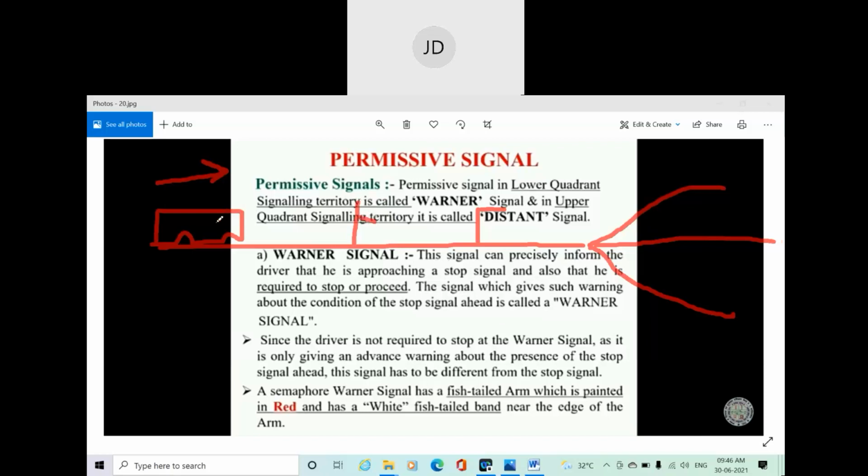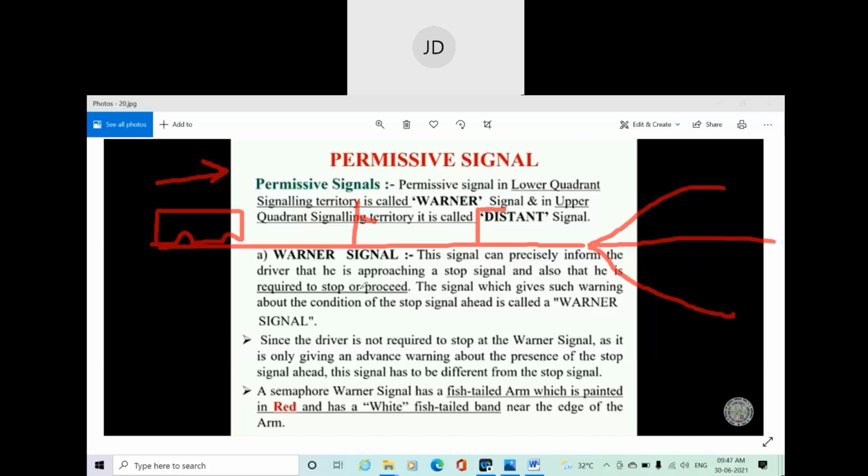So when a particular train sees a warner signal and it's active, the loco pilot will be aware that ahead of him there is a stop signal, and if there is a stop signal there may be some disturbances, so he will be informed like this. This signal can precisely inform the loco pilot that he is approaching a stop signal, and also that he is required to stop or proceed. The signal which gives such warning about the condition of the stop signal ahead is called a warner signal.